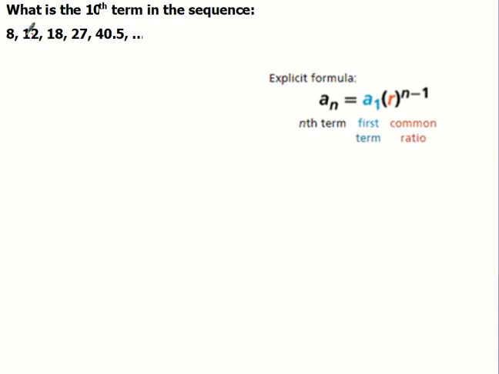So we already know our ratio for this. Our common ratio was 3/2. This is the same numbers as the last one.